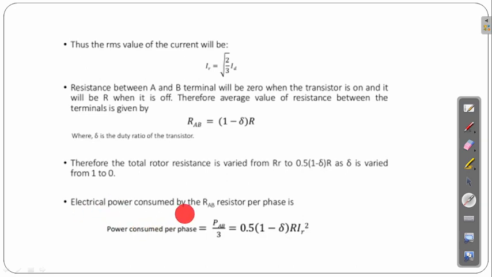The electrical power consumed by the resistor R_AB per phase is: power consumed per phase equals P divided by 3, equal to 0.5 into (1 minus sigma) into I_R squared.